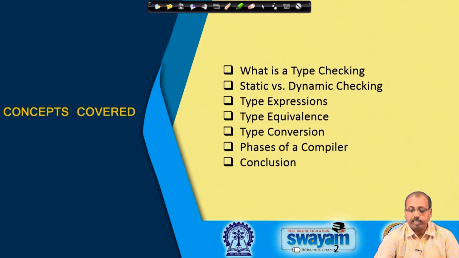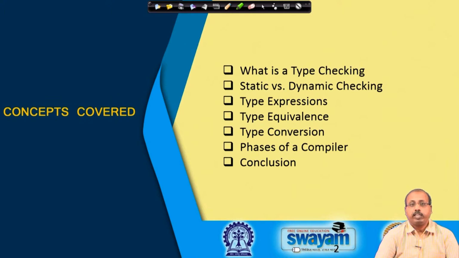Then, for type checking, there is something called a type expression. If you are given a complex structure, like in the C programming language, we have structure and union type declarations, where a number of data items are combined together to make the overall structure. So, what is the type of the overall structure?